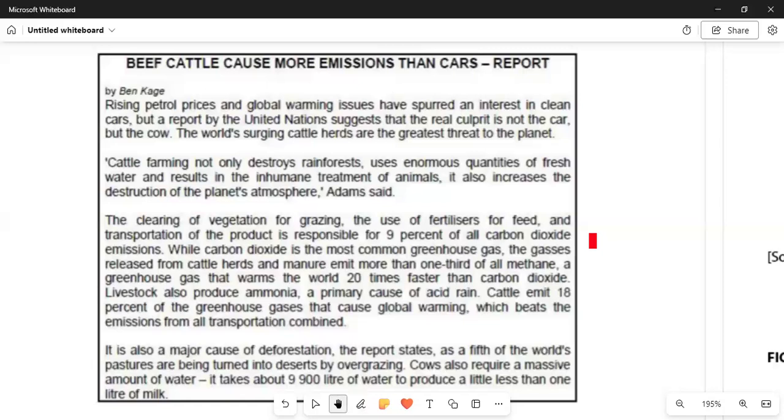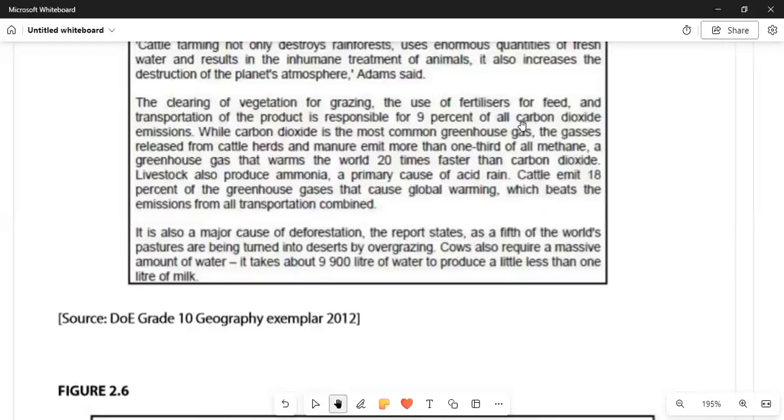So what they are telling us here is that cattle, in terms of agriculture, have the densest capacity in terms of global warming. Today there is no vegetation, there's no plantation, and the place will be turned into desert. Cows also require a massive amount of water. It takes about 9,900 liters of water to produce a little less than 1 liter of milk. So they take a lot of this water.